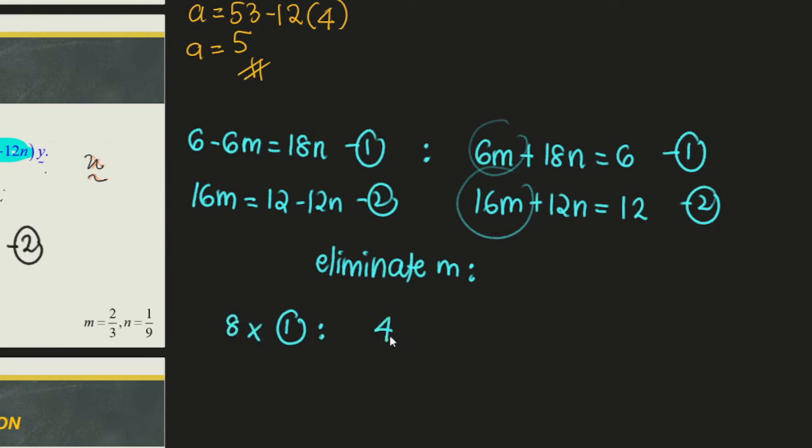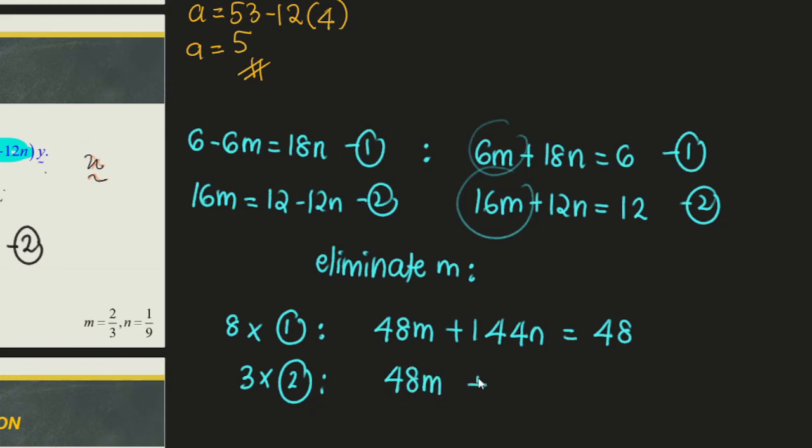Because if I times by 8 only, I'll get 48M. So 18 times 8, I get 144N equals 48. Equation 2, I'm going to times by 3, because if I times by 3 only, 16 times 3, I can get 48. 12 times 3 is 36, and 12 times 3 is 36.